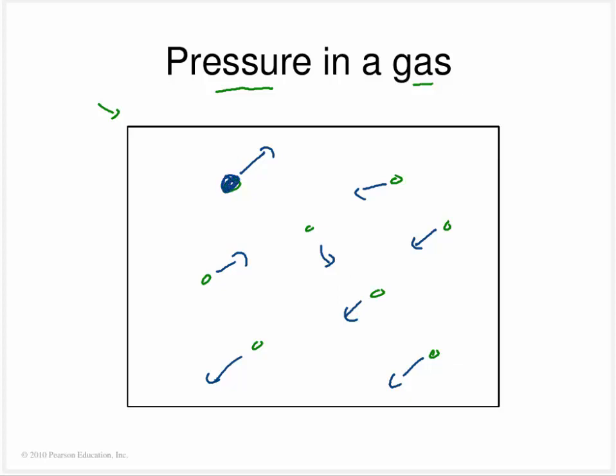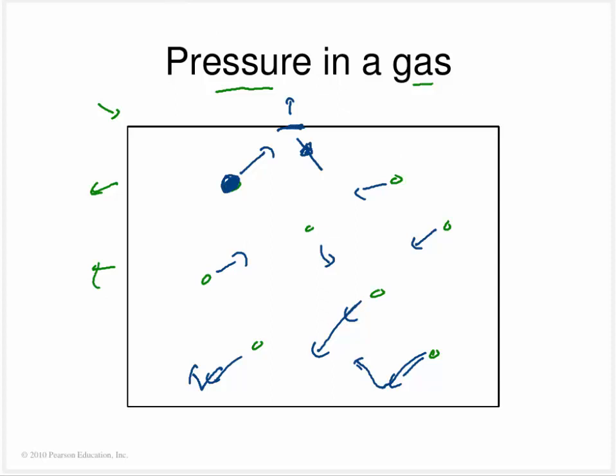Let's just pick this guy right here. As this guy bounces off of this surface, it's going to put a force, and that force is going to be outwards, and we call this force pressure. This guy's going to bounce off, this guy's going to bounce off, eventually that guy will bounce off, and so on. All these guys are putting pressure, and it's all radially outwards.